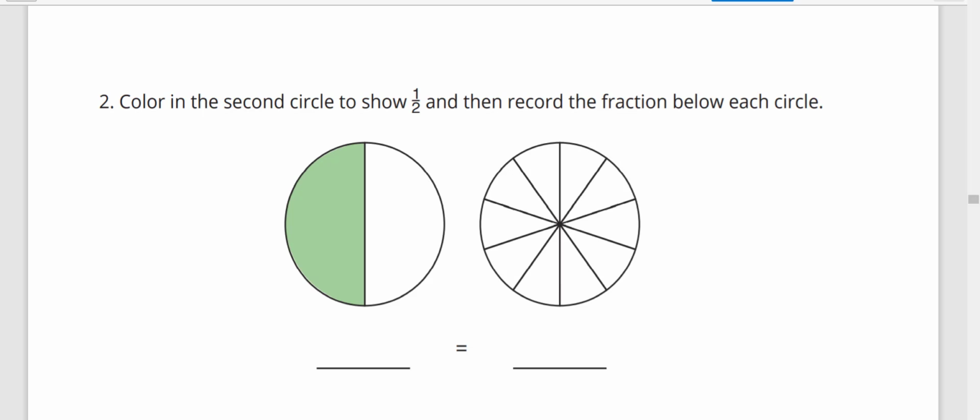So half is equal to 3 sixths. Number 2, select the second circle to show half and then record the fraction below each circle. The first circle is divided into 2 equal parts. This bar, on each bar, is half. The second one, we will shade half, like the first one.